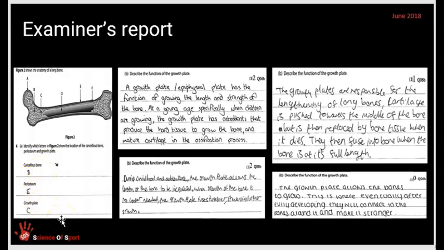The second part of the question, for 3 marks also, was to describe the function of the growth plates. Now I've got multiple answers here. These answers are worth 2 marks, 2 marks, 1 mark, and no marks. What I'd like you to do is take your time and pause the video and read through each answer. I know some of the writing is a little bit difficult in places to read, but take in what the answers were and what marks were gained from.